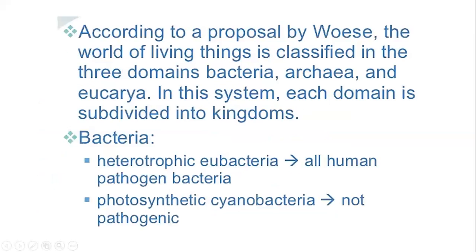According to a proposal by Carl Woese, the world of living things is classified into three domains: bacteria, archaea, and eukarya. In this system, each domain is subdivided into kingdoms. Bacteria are further classified on the basis of metabolism into heterotrophic bacteria and photosynthetic bacteria. The heterotrophic bacteria are often pathogenic in nature, and they cause human disease or any type of animal disease. And the photosynthetic bacteria like cyanobacteria are non-pathogenic.